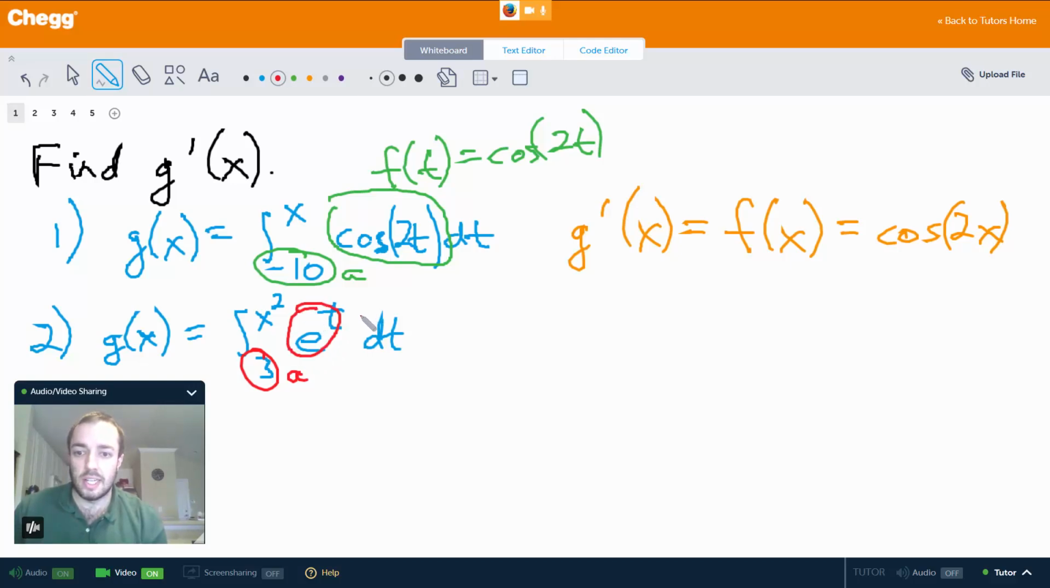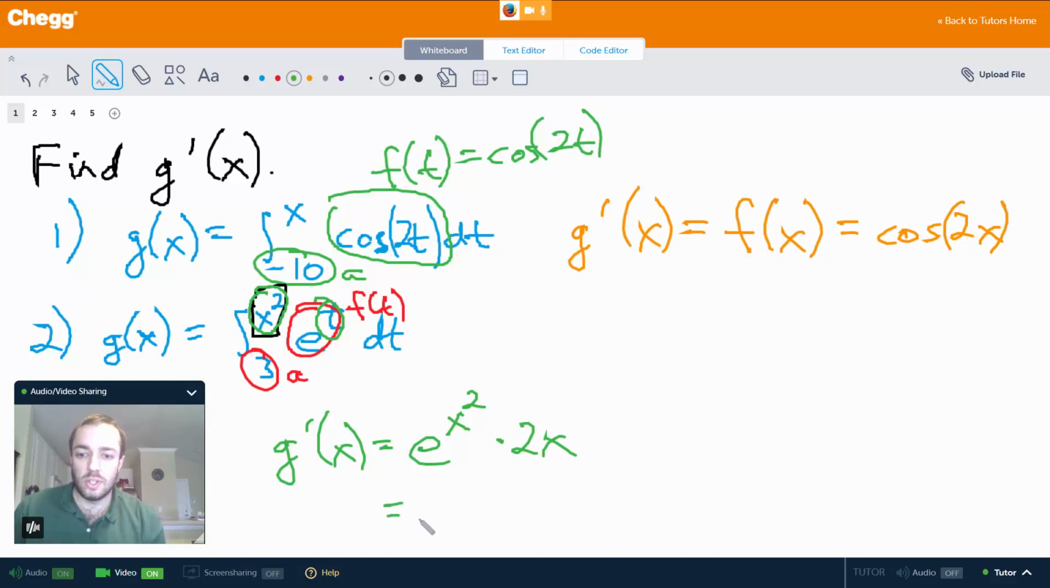e to the t, that's now our f of t. But notice here, we have x squared instead of x. How's that going to affect things? Well, let's go ahead and see. So for number two, g prime of x is going to be e to the x squared, because we replace every t with x squared. So every t in f of t gets replaced with x squared. So it's e to the x squared, and then we multiply by the derivative of x squared, which is 2x.